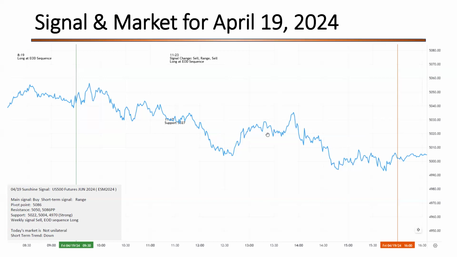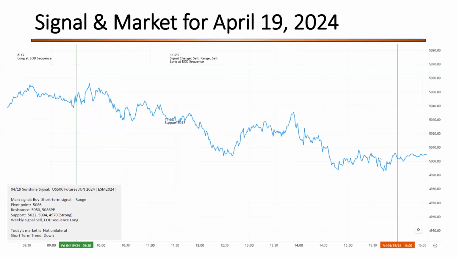And then after that, we had another bounce here, which could have been another shorting opportunity that would have given you another 20-30 points. And the market did end around the low point, not exactly at the low, but towards the lower portion of the day.